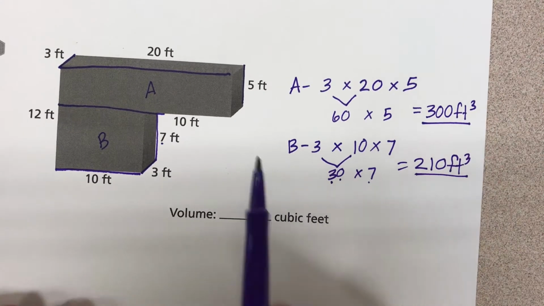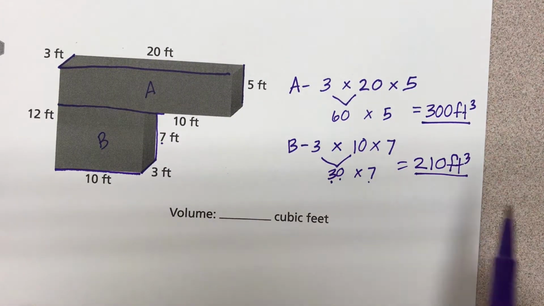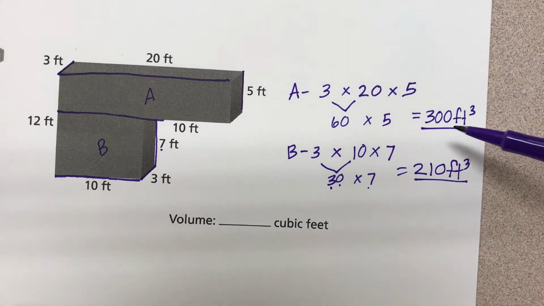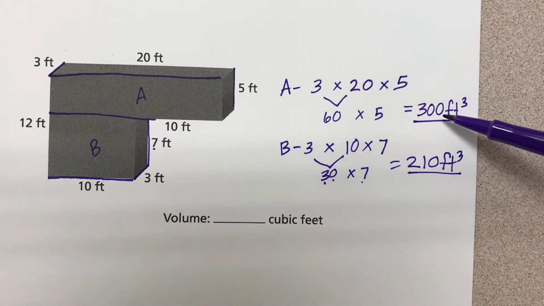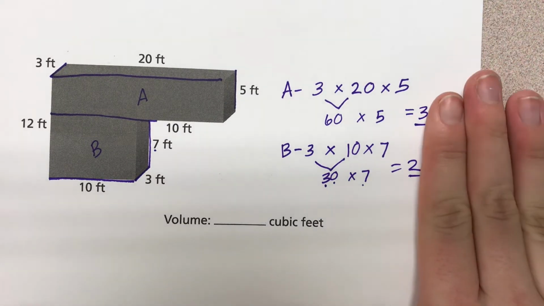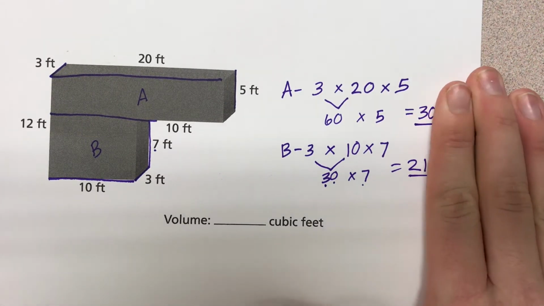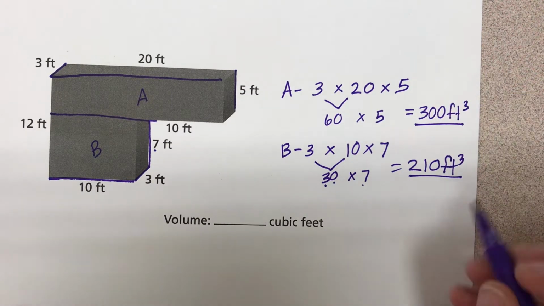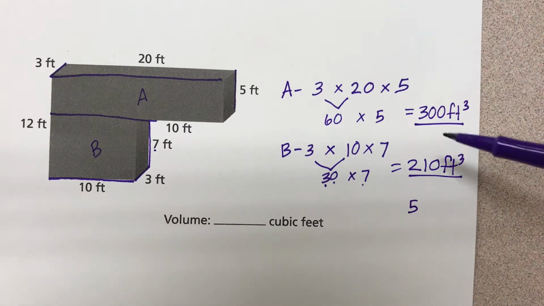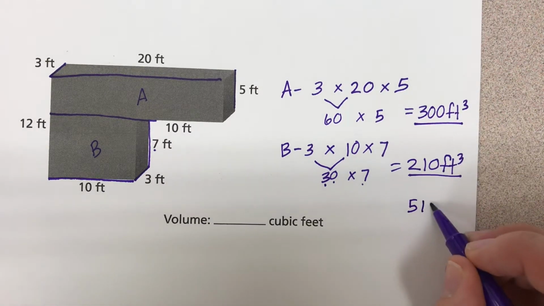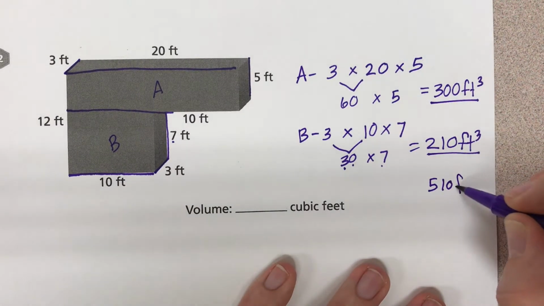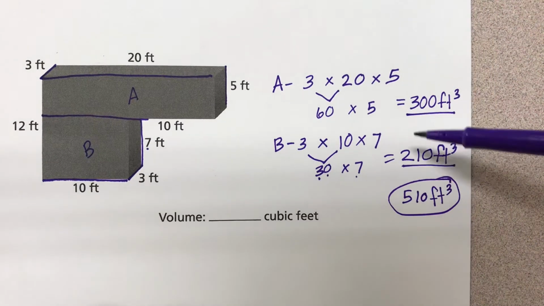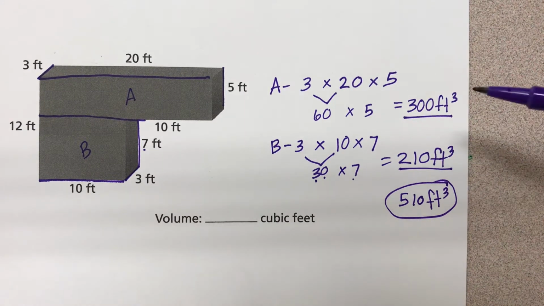So now what we need to do to find the volume of this entire figure is just add up these two figures. I can really do this in my head because I know 300 is a really simple number to work with. If I cover up the tens and the ones place and I just leave the hundreds place, I know that 3 plus 2 is 5. So my answer is going to be in the 500s. And then I just bring down the 10 that I have left with 210, and I know that my answer is 510 feet cubed. If you can't do that in your head, that's perfectly fine.